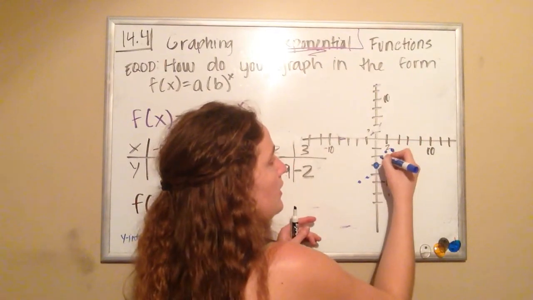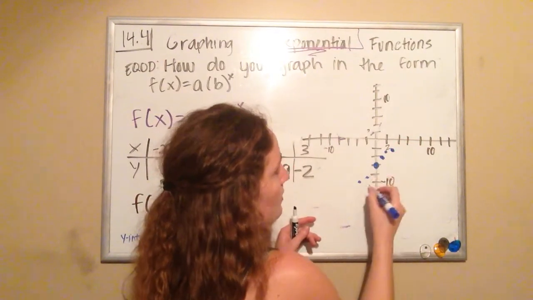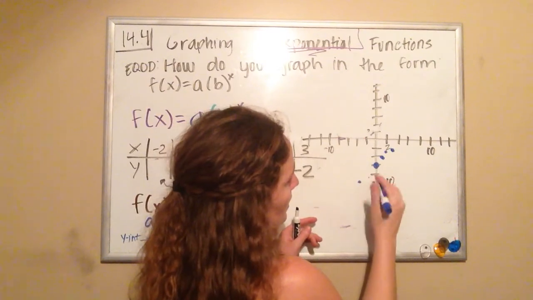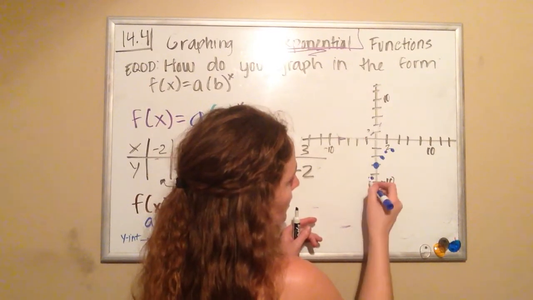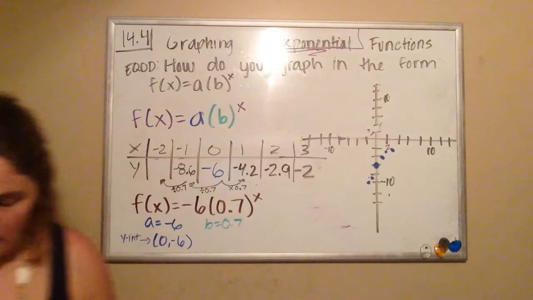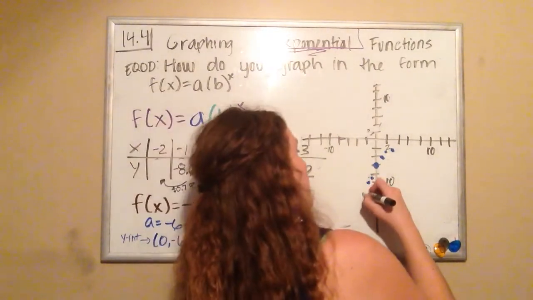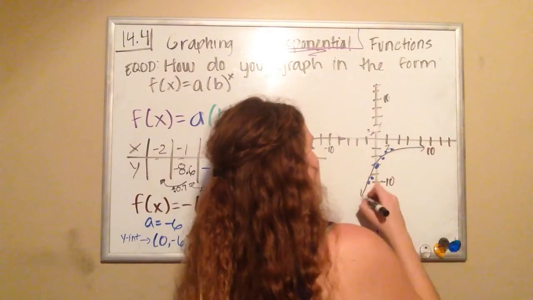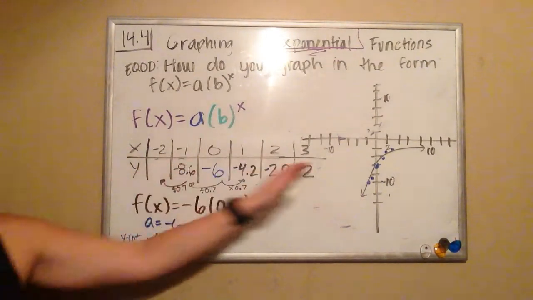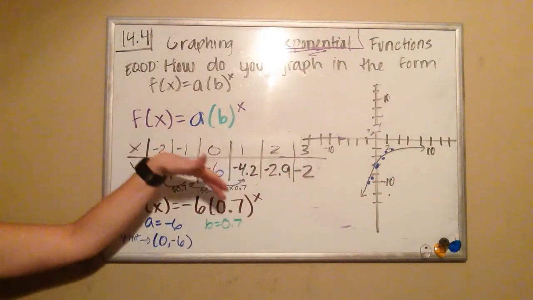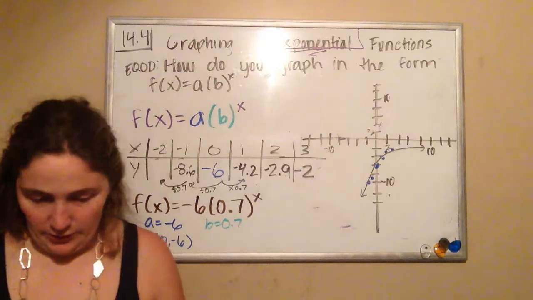And so you can kind of tell, maybe, this should have been here, this should have been here. Okay, the shape of the graph should look like this. If you cannot tell what the shape of your graph is, you just need to keep picking more and more x's until you can. So this is our exponential function right here.